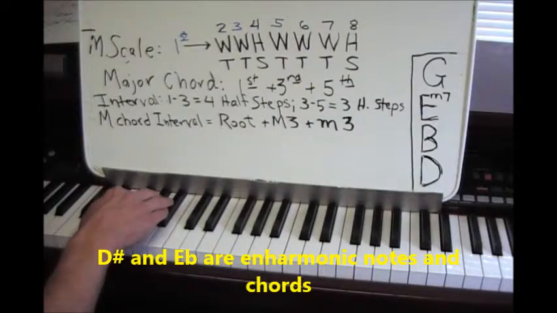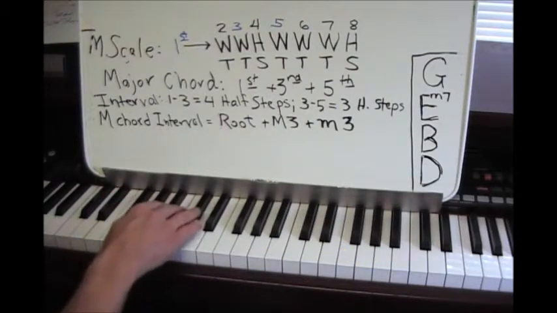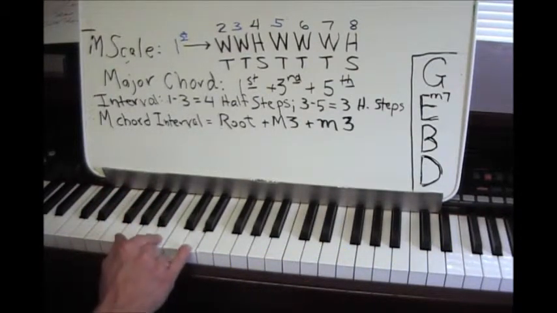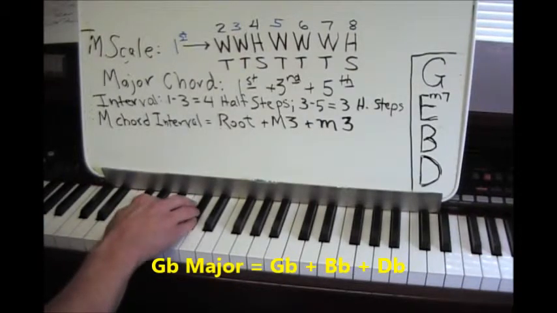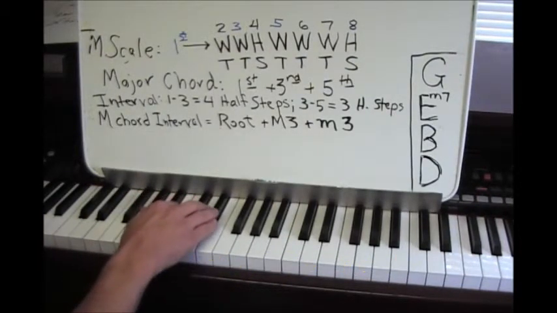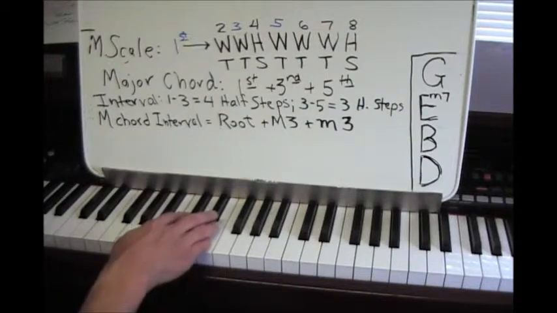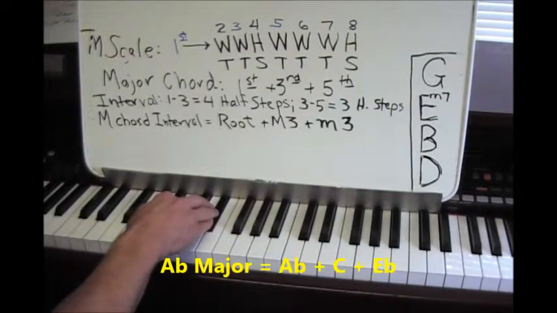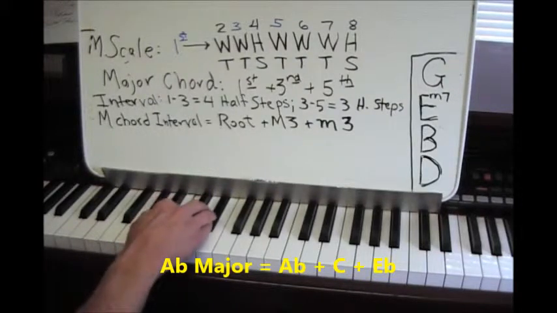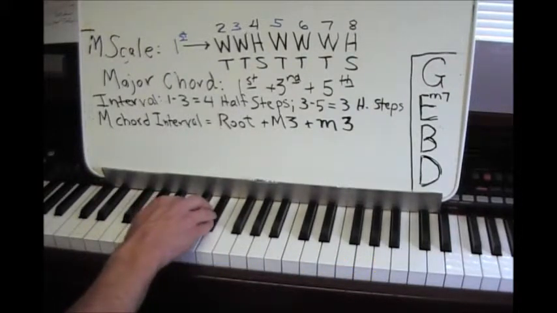And same thing for the other three up here. I'll move a little faster, but hopefully you get the idea. If we want to know what a G flat major chord is, we play a G major and lower everything a half step, we get a G flat major. If we want to know what an A flat major chord is, we play an A major and lower everything a half step, and we get A flat major. And that, by the way, is A flat, C, and E flat.